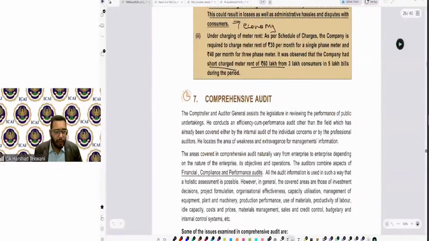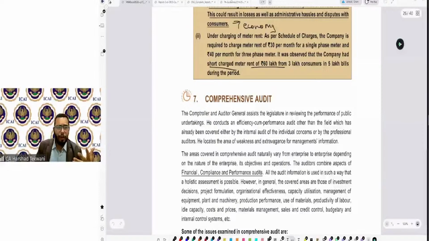Clear? Any doubt with respect to comprehensive audit, guys? Any doubt? Any doubt? No? Let's understand some more.